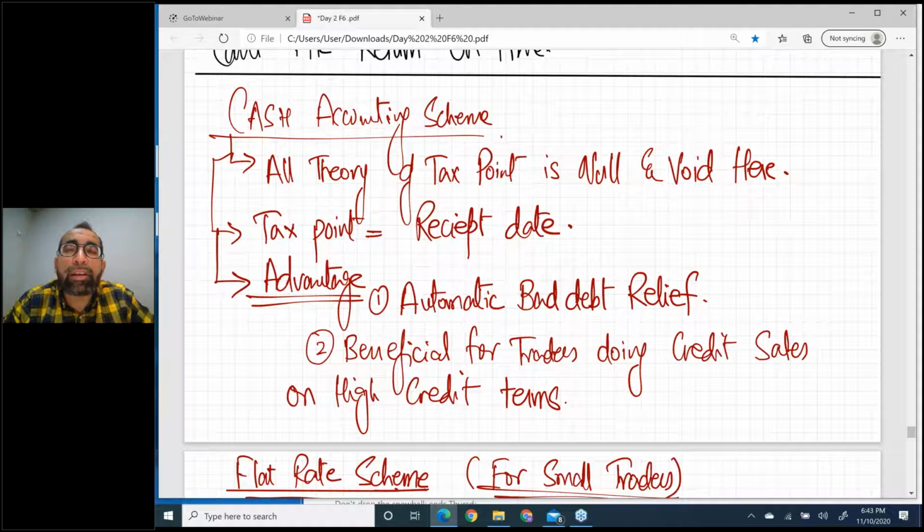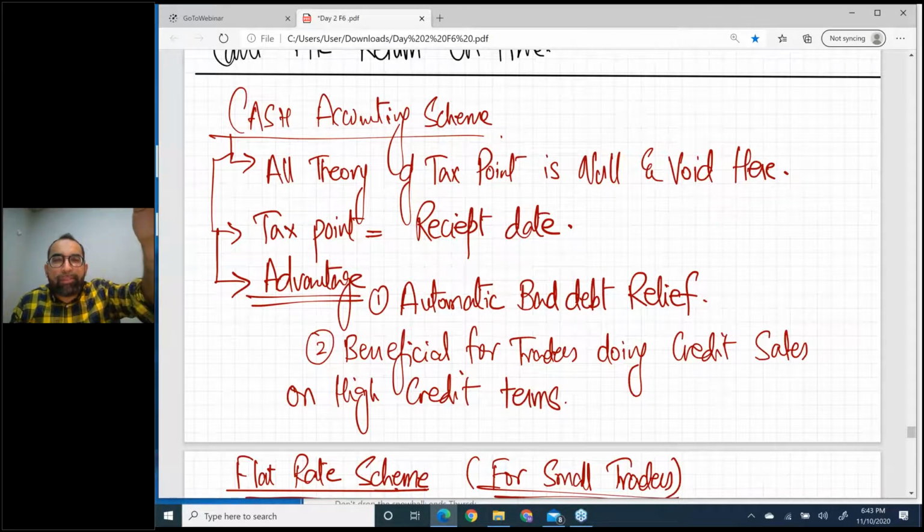But I hope you remember, for bad debt relief there is a condition. There is a waiting period of 6 months. Still the 6 months is not a good time. Who can wait 6 months? I can't wait 6 months. So in cash accounting scheme, the rule is, if you get cash from customer, then pay to government, otherwise don't pay. So no need to block your payment. So automatic bad debt relief is there.